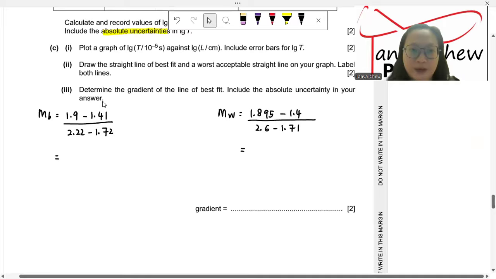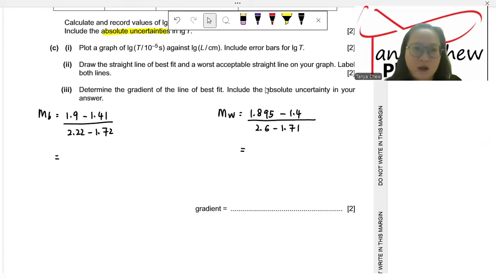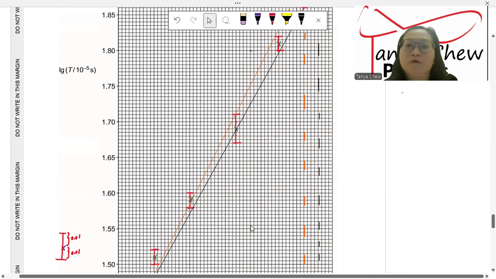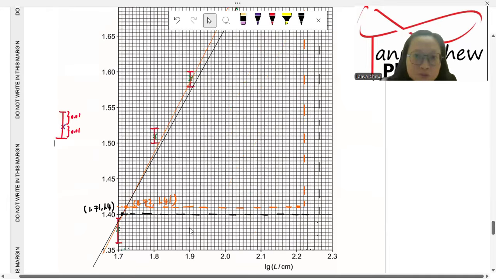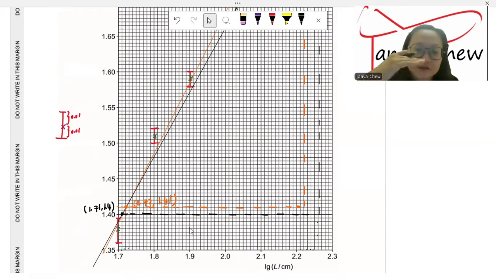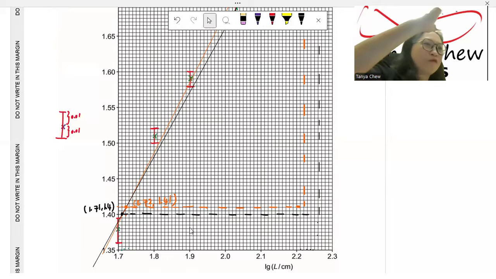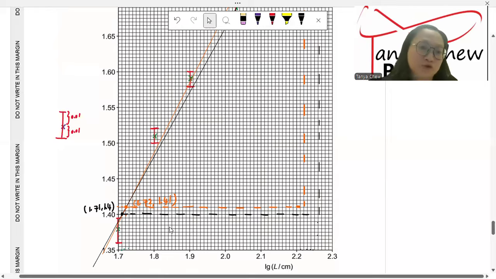And after that, okay, determine the gradient of the best fit, include the absolute uncertainty in your answer. So to include the absolute uncertainty in my answer for the gradient, I need to find the gradient of the worst fit as well. So now let me do the gradient of the best fit. I took 2 points here, and you need to show from the graph how you calculate your gradient. You need to draw the triangle. So the size of the triangle that you use to calculate the gradient must occupy at least half of the length of the straight line graph that you drew.